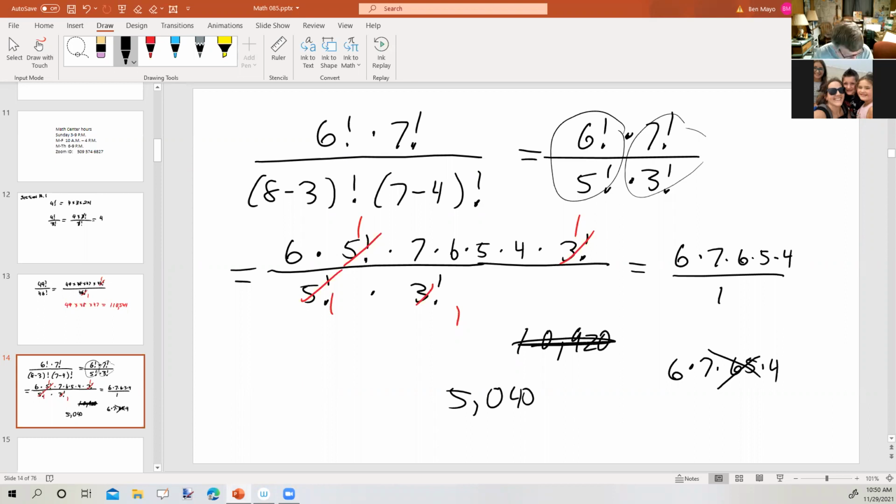Okay, are we okay with section 14.1 factorials? Need any more examples there? If so, speak now or forever hold your peace.